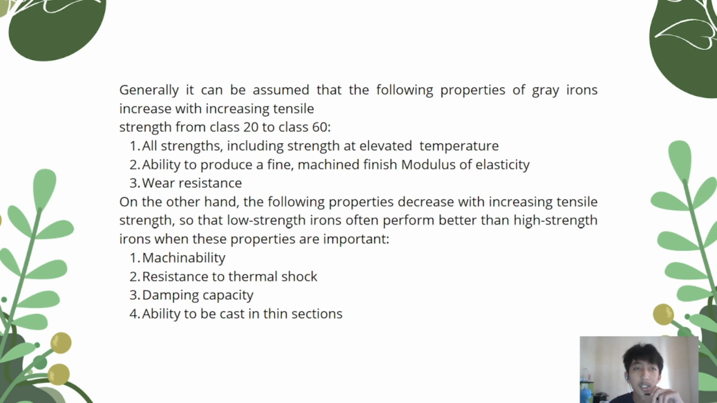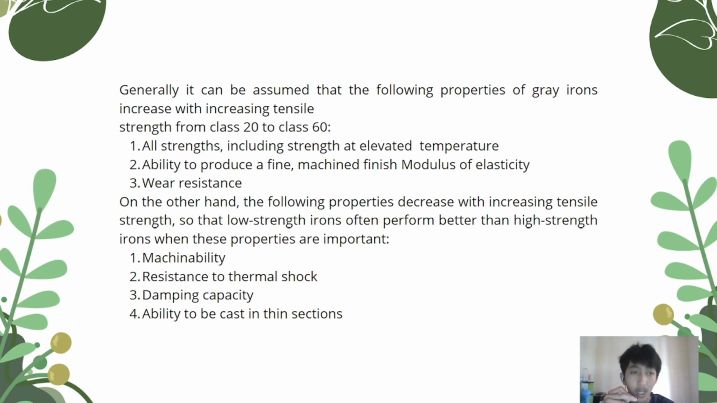Next, generally, the following properties of gray iron increase with increasing tensile strength, from class 20 to class 60. The first is strength, including strength at elevated temperature. Two is the ability to produce a fine machine finish. And three is wear resistance. On the other hand, the following properties decrease with increasing tensile strength, so that low strength irons often perform better than high strength irons when those properties are important.